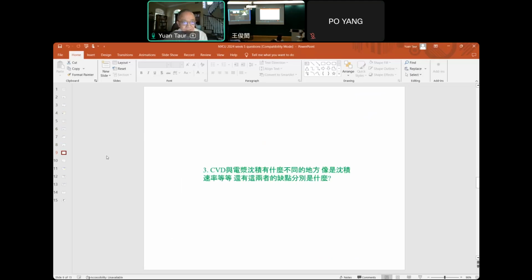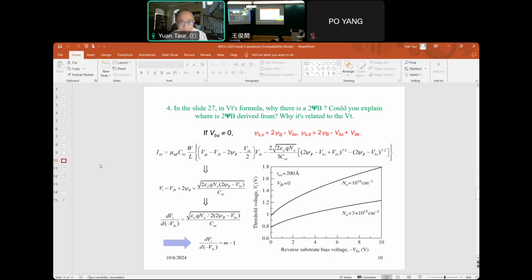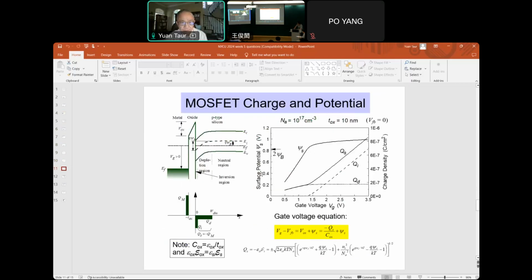OK，我们继续。Okay, next question. It's about this chart. The V has a two side B. Two side B was introduced in chapter 4. So we go back to this chart, which plots the charge density, total charge, depletion charge, fixed charge, and the inversion charge as a function of gate voltage, and also surface potential. So two side B value is here.